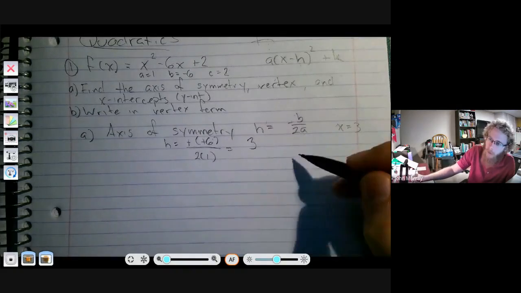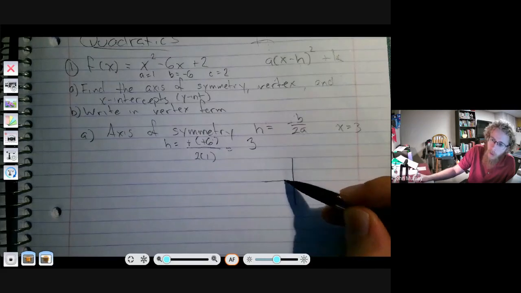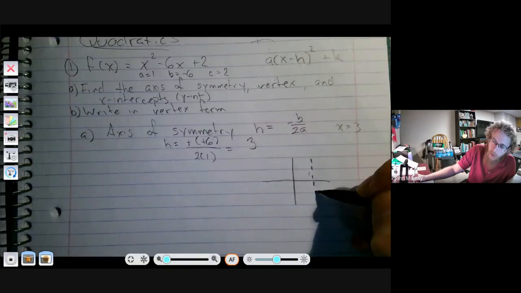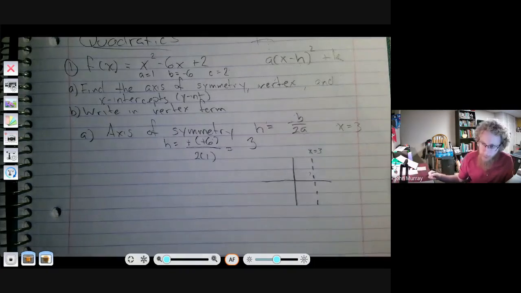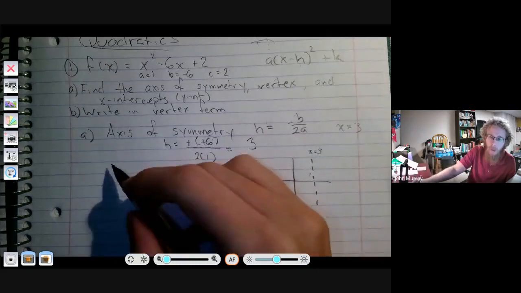And so again, if I was graphing this, maybe I'll sketch the graph over here while we're doing it. At x equals 3, I'd have this invisible line of symmetry. Okay, so that was our first part. Now the second part follows directly from this.